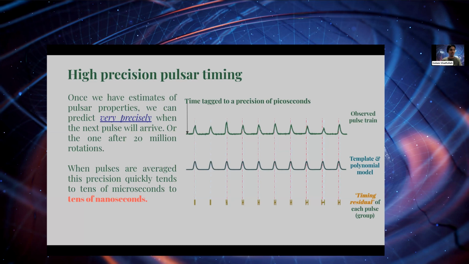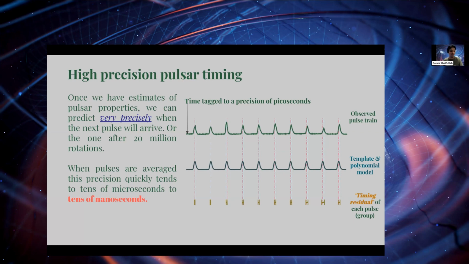And that leads to the term high precision pulsar timing, because if you observe a pulsar long enough, the very first thing you notice is that you have incredibly high precision on the rotational properties.